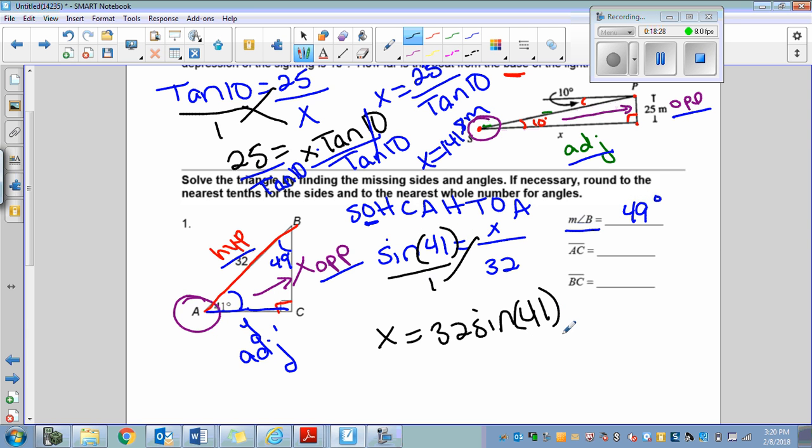So plug this into your calculator and you'll find BC, and then you need to set up another ratio, cover up X, and solve for Y.